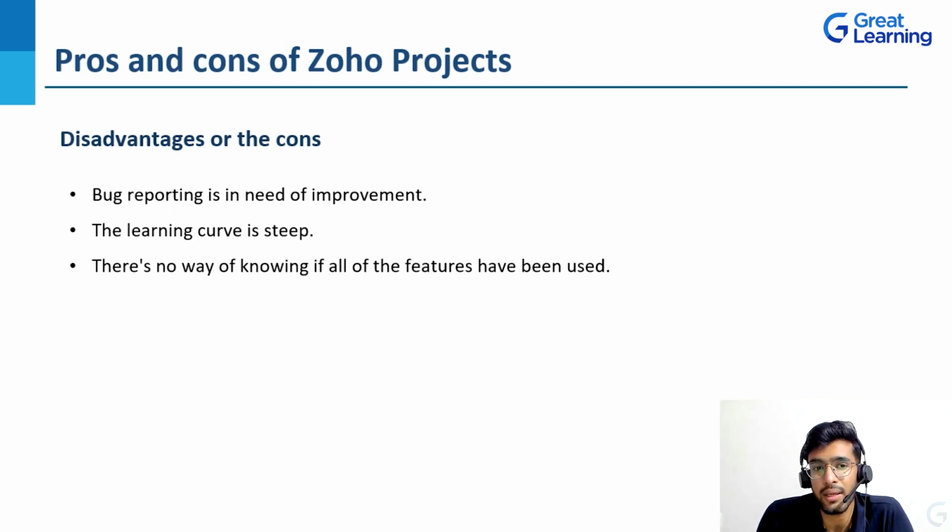And another thing is that there is no way of knowing if all the features have been used. So basically, Zoho Projects has to work on the idea that every feature is getting used. Only then can they make the users feel that all the features provided by Zoho Projects are pretty useful, and would actually help them increase their productivity in any project that they are managing. So currently there is no way of knowing whether they have already used the features or not, right? So that's another con of Zoho Projects.